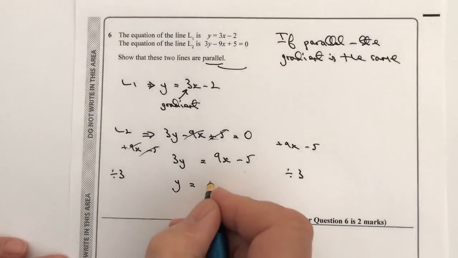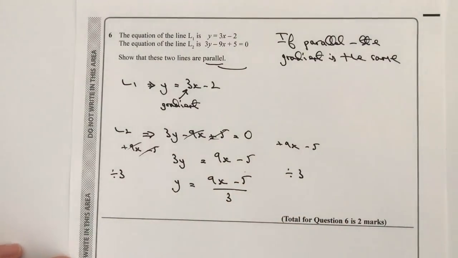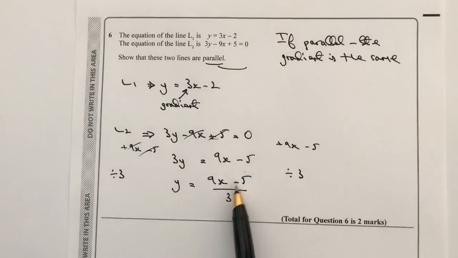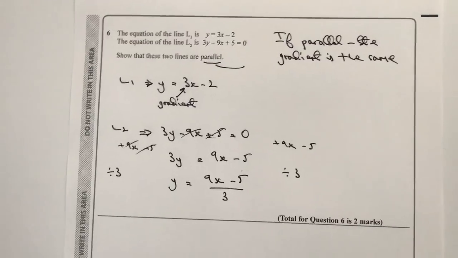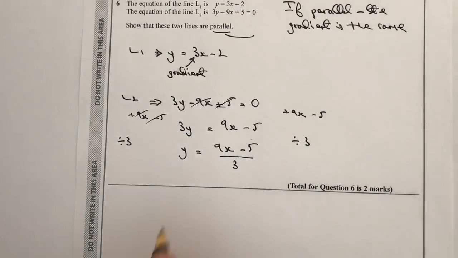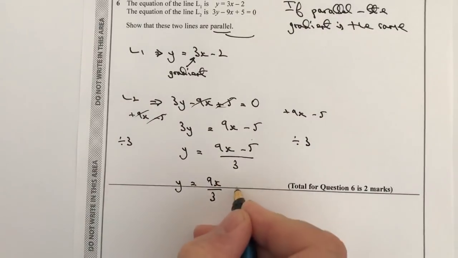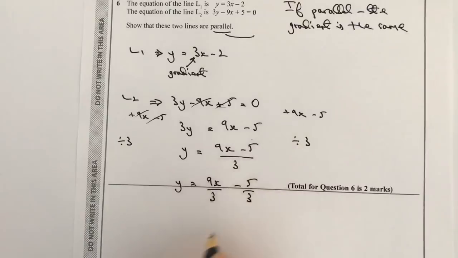On the right hand side I can write that as 9x minus 5 over 3. Now do remember that this means that both of these terms are divided by 3. And also remember that we're not trying to solve anything. All we're trying to do is just prove that the gradient is the same. So I'm going to write that as y equals 9x over 3 minus 5 over 3.